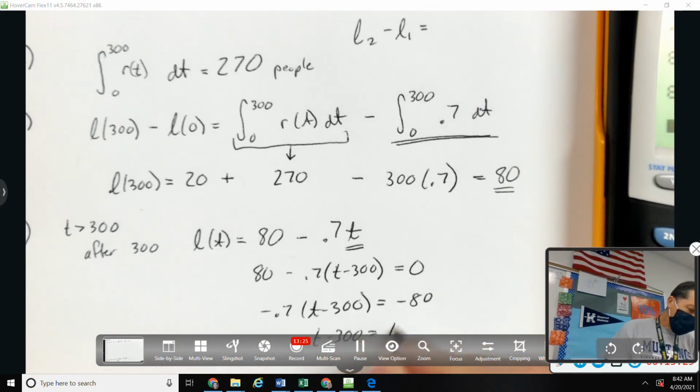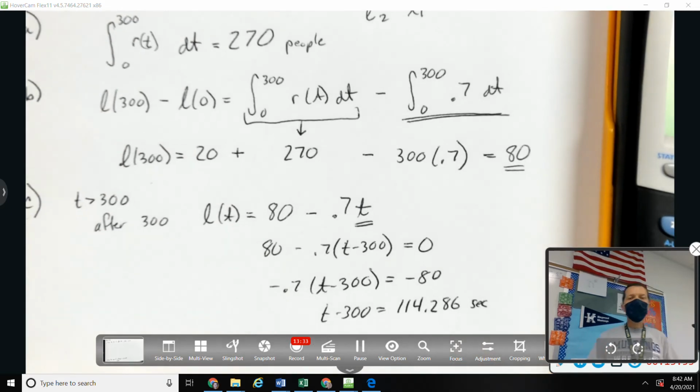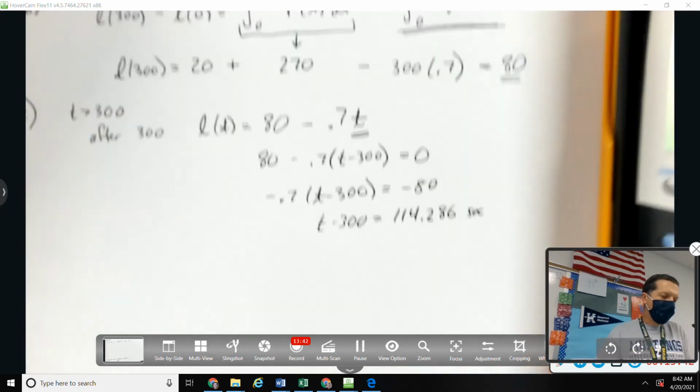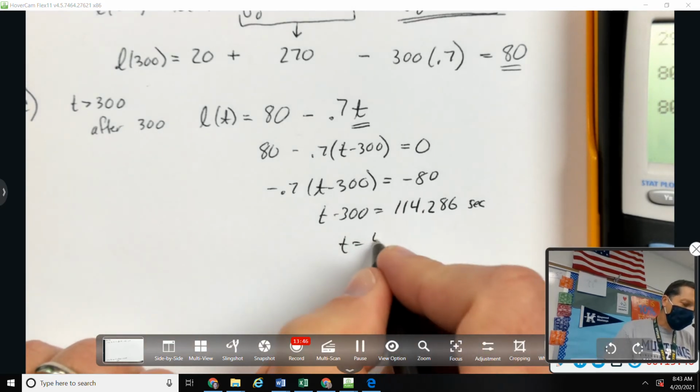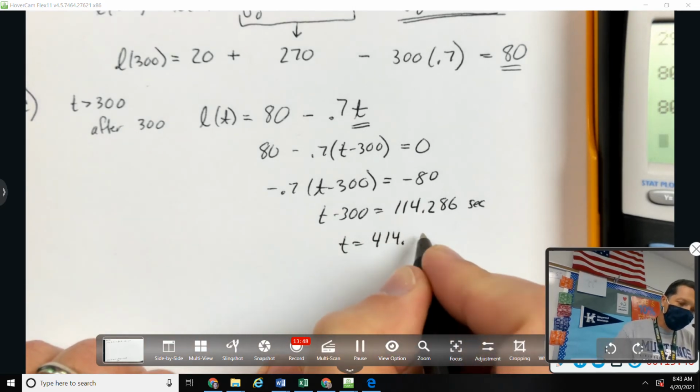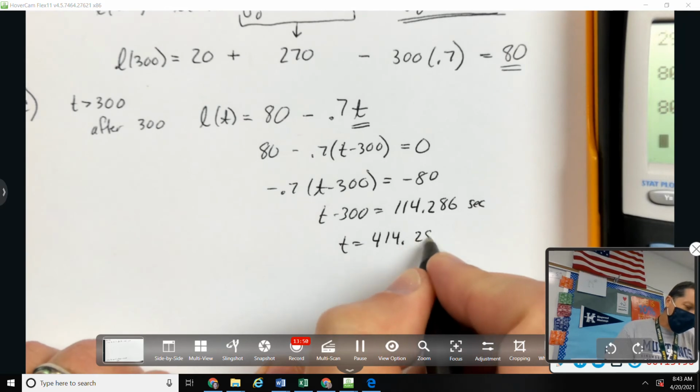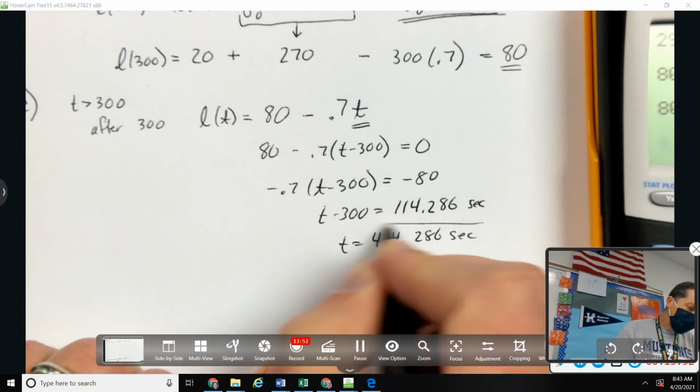So my guess is some people would put 114 as their answer because it's 114 seconds after the 300 seconds. So be careful. I guess you could put that as your answer, but you don't just say 114. You'd have to say 114 after 300. But if you thought that far, then you know it's just 414.286 seconds.